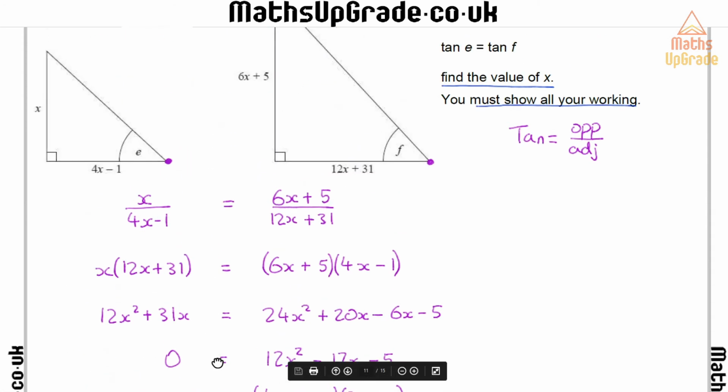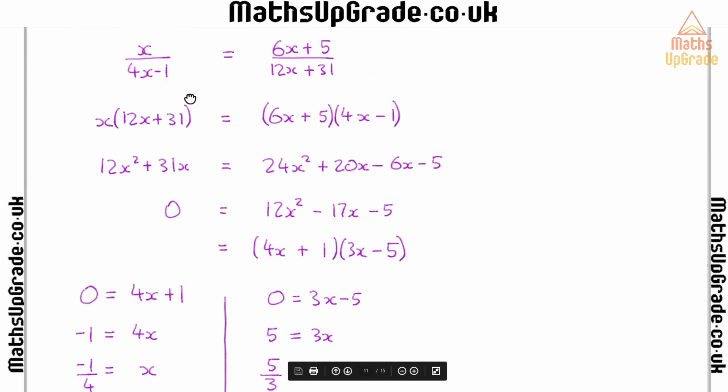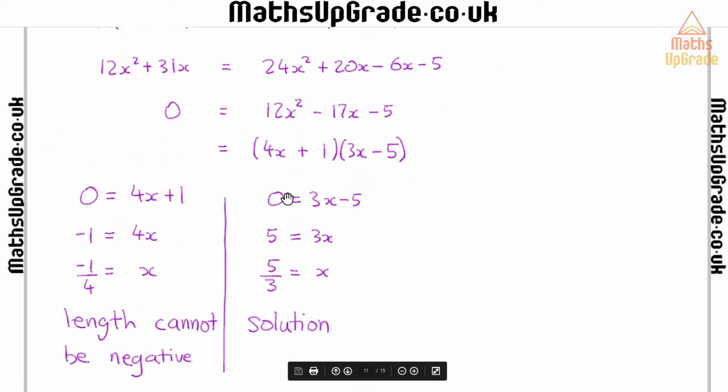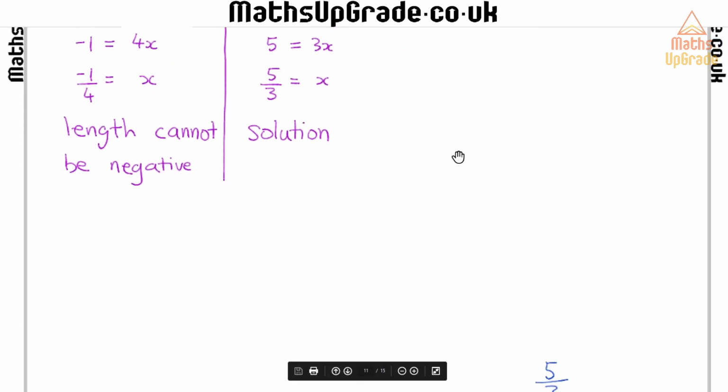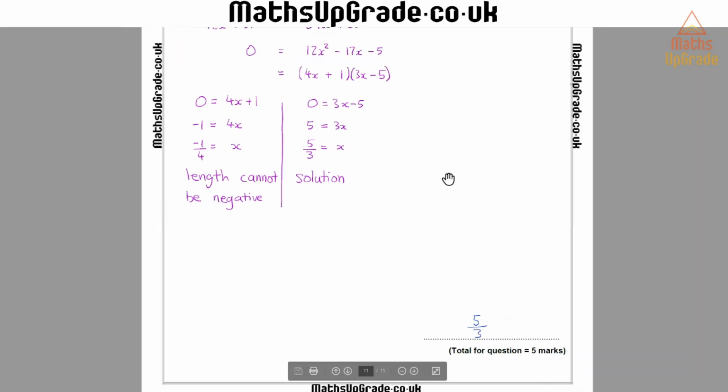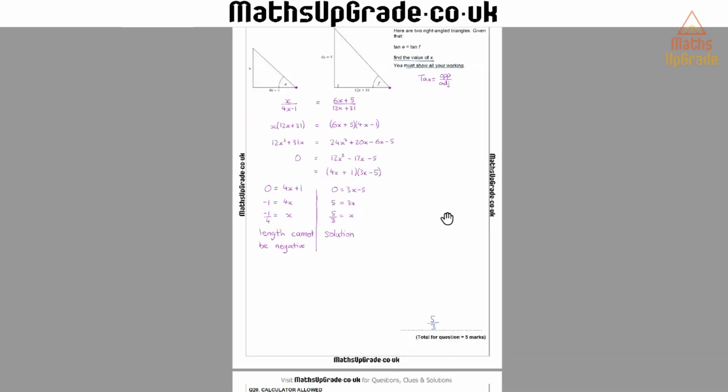And you cannot have a negative length. Remember, x represents a length. So this must be the only plausible solution. So x therefore equals 5/3. The whole question there is worth 5 marks.